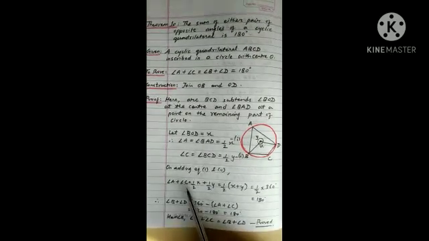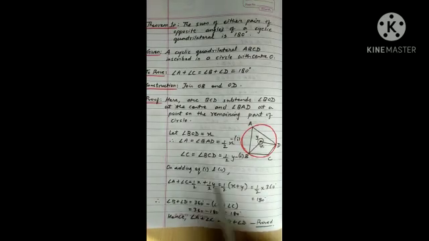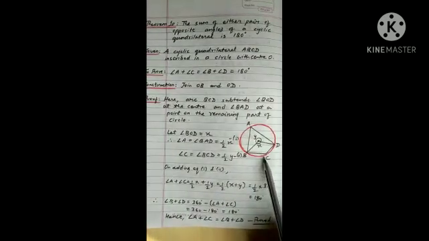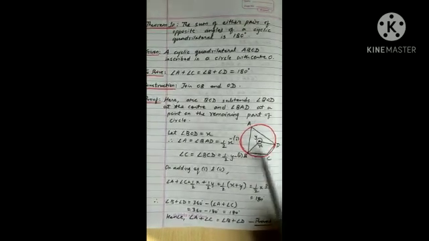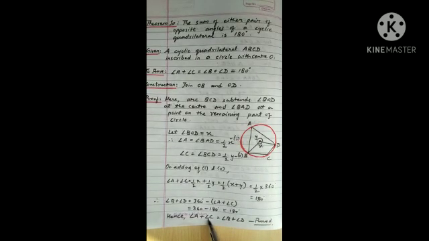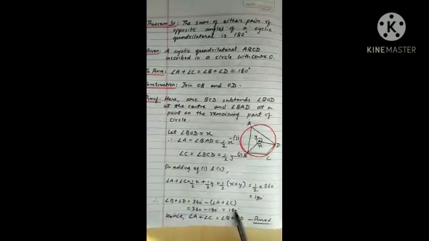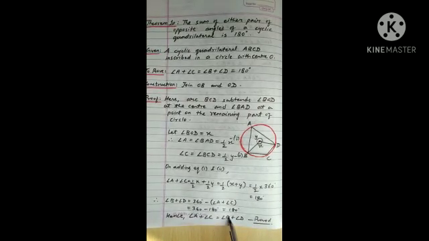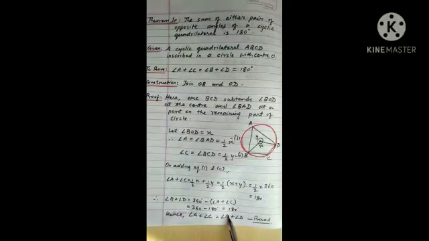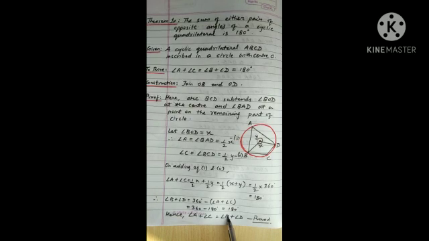It means A and C are the opposite angles of this cyclic quadrilateral. Similarly, B and D are the remaining two opposite angles of the cyclic quadrilateral and have a sum of 180 degrees each. Hence, we can say that the sum of either pair of opposite angles of a cyclic quadrilateral is supplementary. Supplementary means 180 degrees, which is proved.